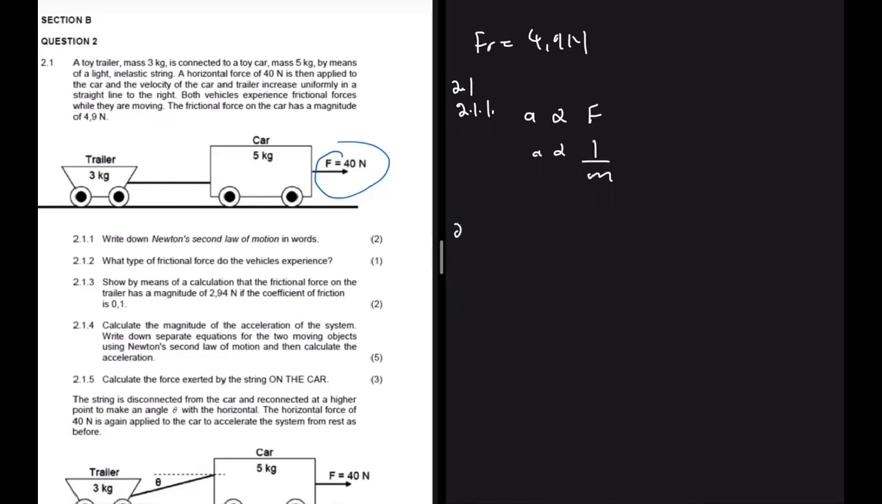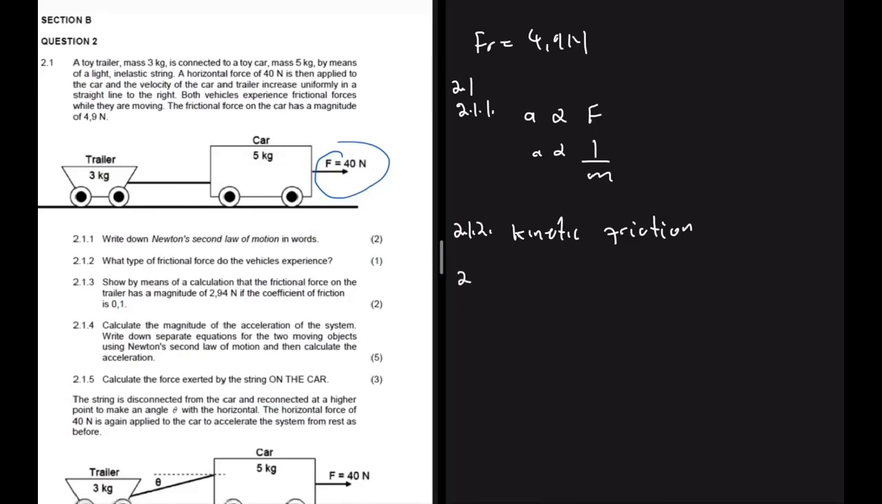And then 2.1.2 says, what type of frictional force do the vehicles experience? So we are told that when these vehicles start moving, they are experiencing a frictional force, and we know that a frictional force that is associated with moving objects is kinetic friction. So we have kinetic friction. If they were stationary, then we were going to have static friction.